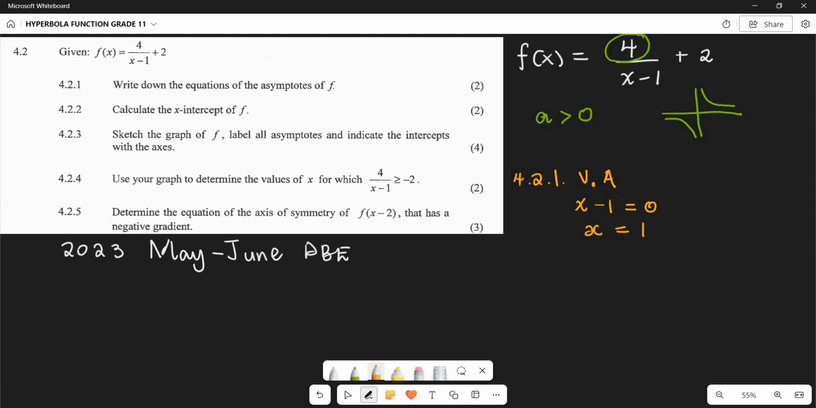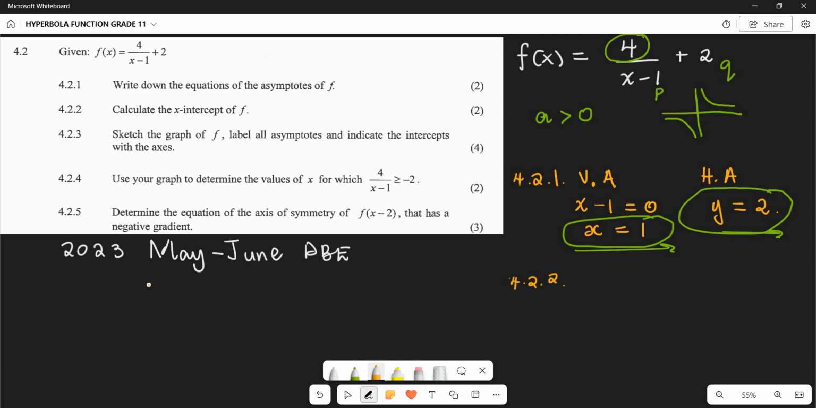Then, horizontal asymptote, it will be y is equals to the q value, which is, in this case, 2. Note, this is your q, this is your p. You get that? So there, x is equals to 1 and y is equals to what? 2. So these are equations of asymptote. If we were asked to write the equations of asymptote, this is what they are looking for.